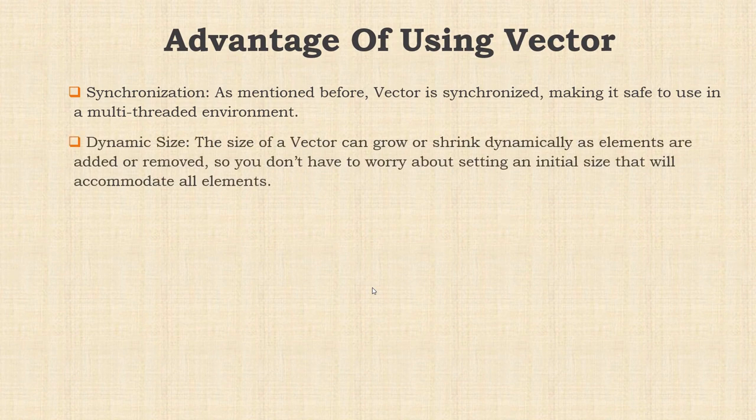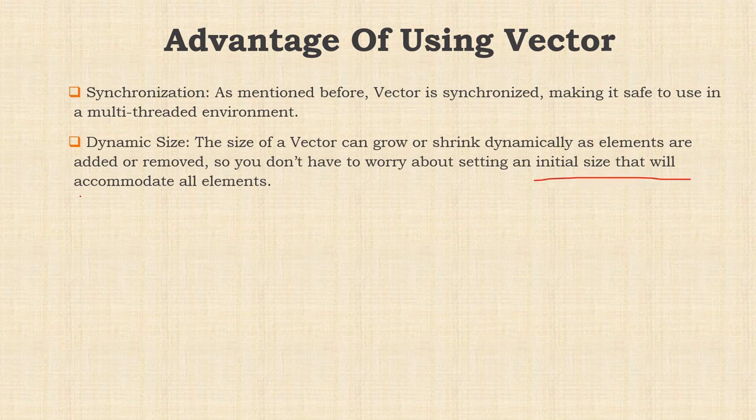Dynamic size: the size of a Vector can grow or shrink dynamically as elements are added or removed. So we can increase the size dynamically, because in an array we can't. We have to provide the size of the array at the time of declaration. But in the case of Vector, it will grow dynamically. You can add and remove, so you don't have to worry about setting an initial size.